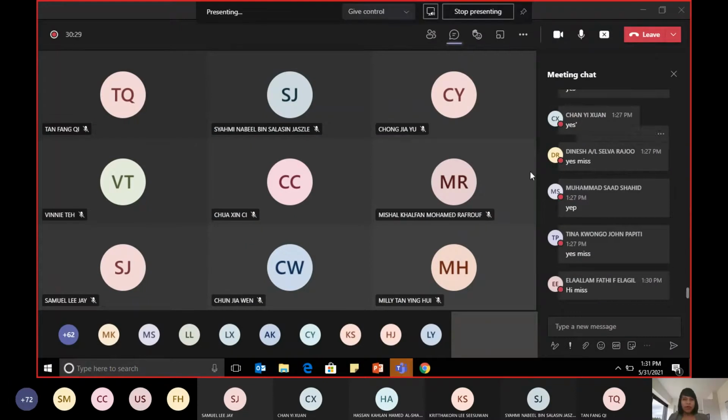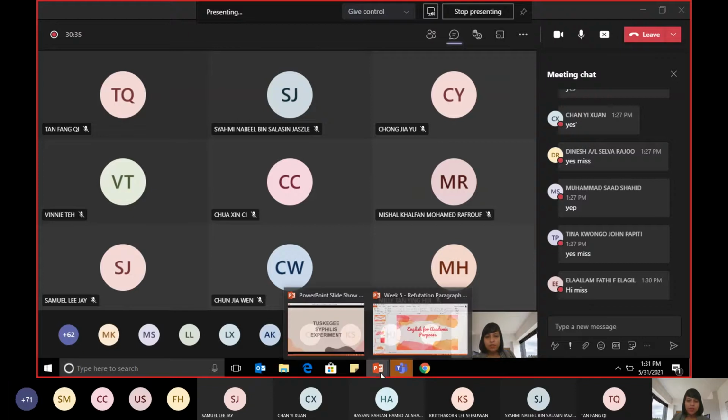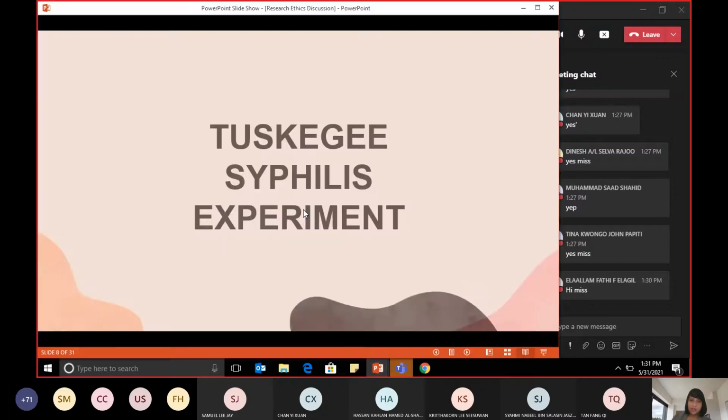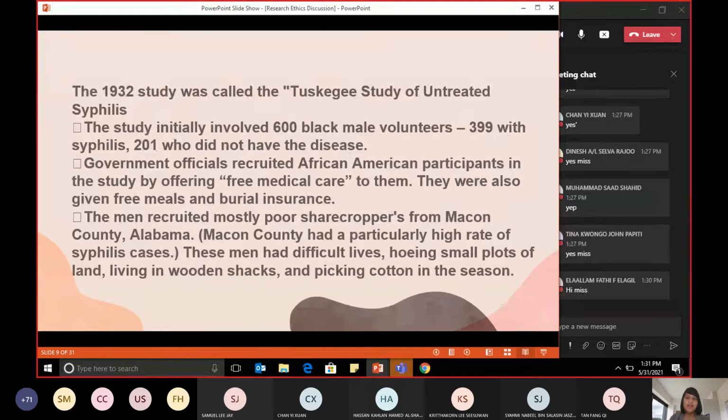Okay, so that is what we call a Tuskegee experiment for syphilis. All right, first of all, I'll share with you the profile of the case. So it took place in 1932. It's actually more than 30 years ago. Okay, so what they did was they involved a lot of people from certain counterparts of the United States, and then they just mentioned to the people, citizens, that they will be given free medical care.